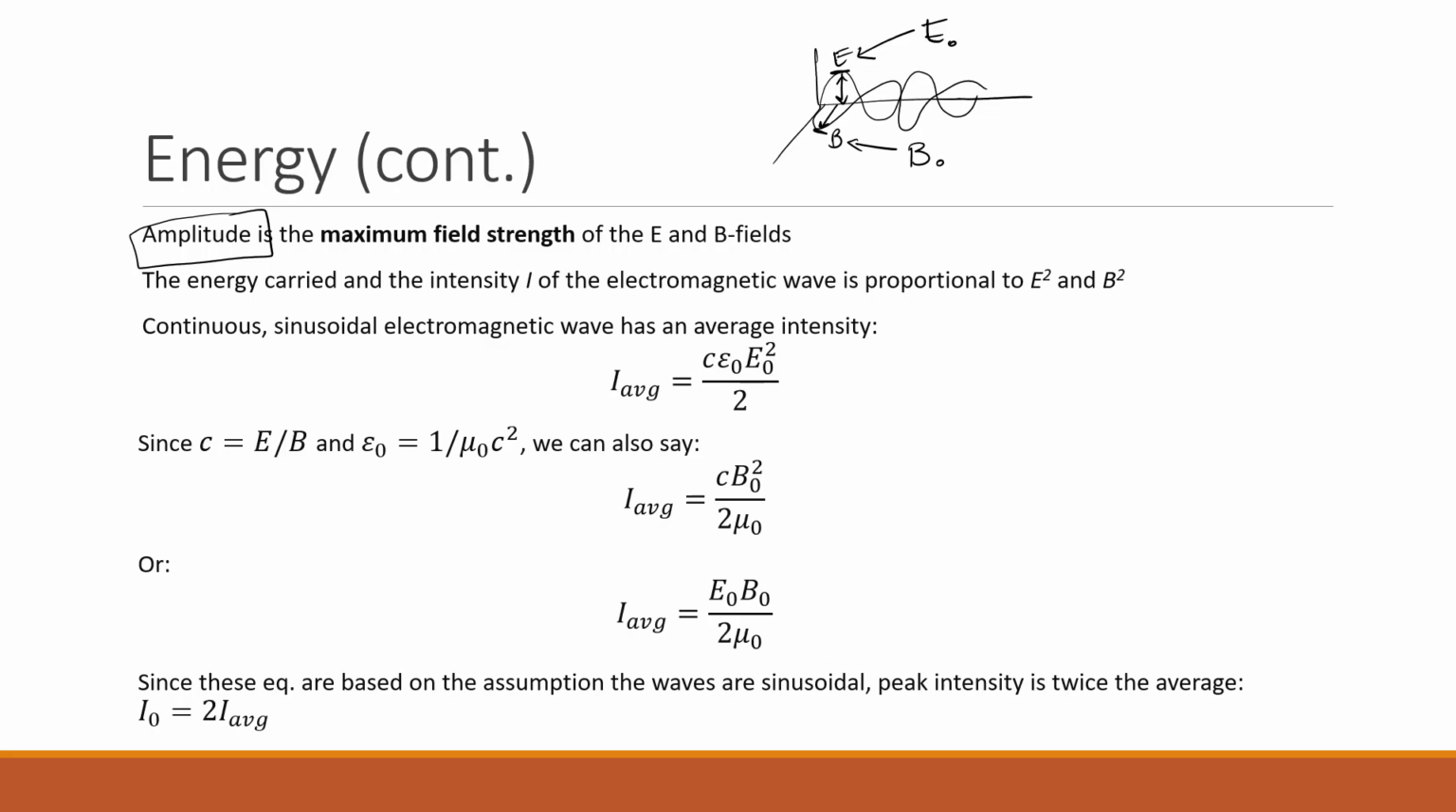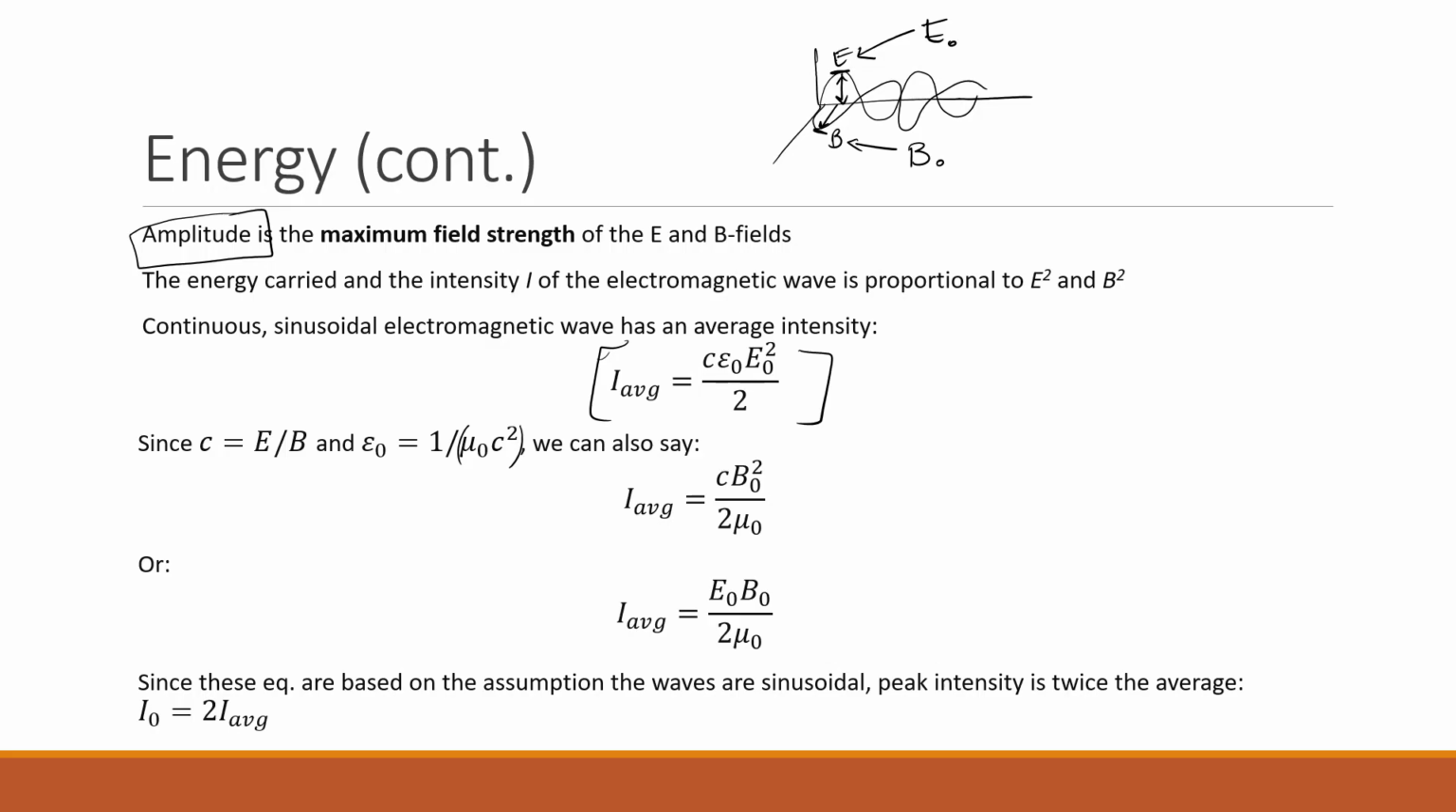Continuous sinusoidal electromagnetic waves have an average intensity as so. So we have our average intensity here, where this equals c, our speed of light, times epsilon naught times E naught squared divided by 2. And because we know that E divided by B is equal to the speed of light, c, and epsilon naught is the same as 1 divided by, I should probably put this in parentheses here, mu naught c squared. We can also say it in a couple of different ways. Depending on the question asked of you, you may want to use some of these different forms, but they're the exact same meaning. So this I is the average intensity of the waves. Okay.